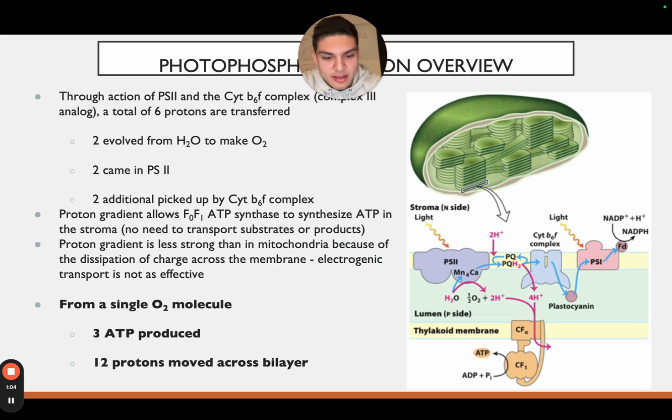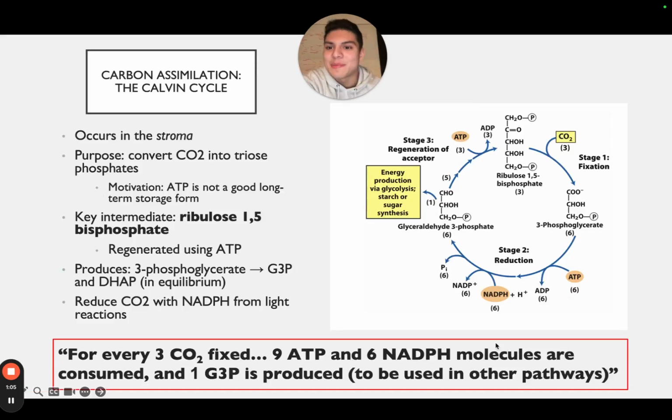So remember, the ATPs that we produce, this is the handy thing. We don't have to transport them using the electrogenic transport. Remember that in the ETC, we normally have to pump out our ATPs and bring in ADPs, like an antiport. Well, we don't have that here because the ATP is already in the stroma. So we don't need that. That's why the electrogenic transport is not as effective, because we don't have that ATP-ADP switching. Sorry, I didn't mention that before.